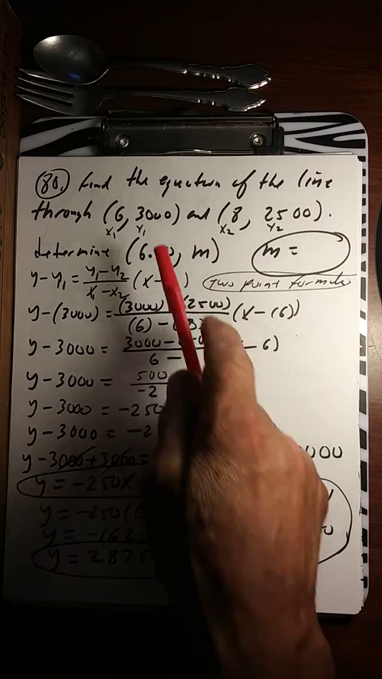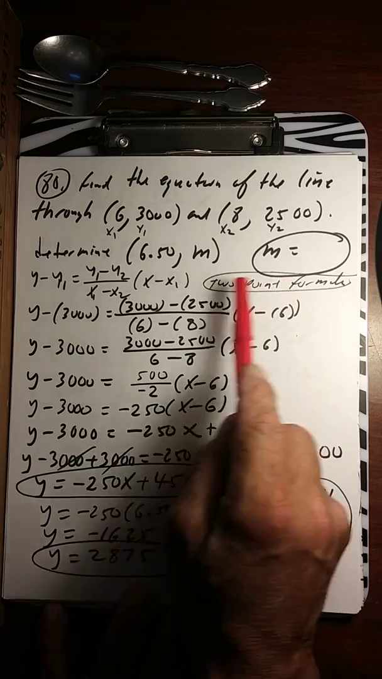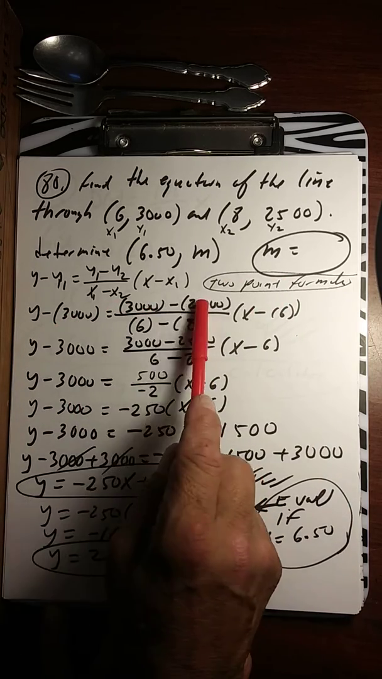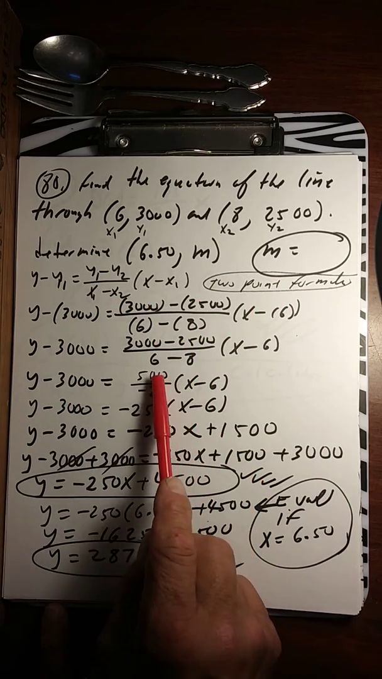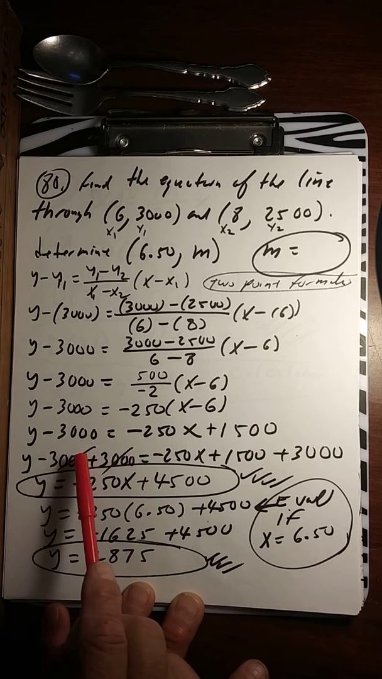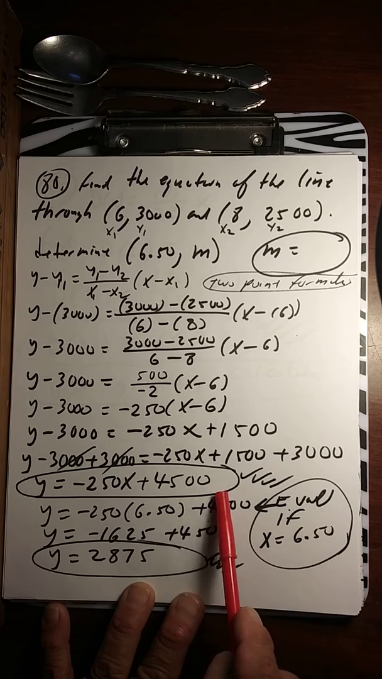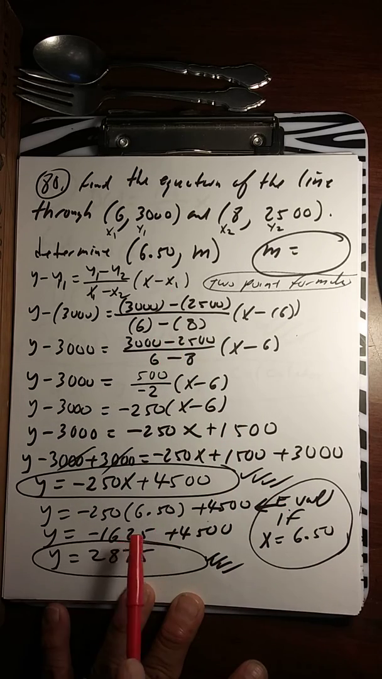Find the equation of the line through the 2 points, and then see what happens when you put 6.50 in there. Use the 2-point formula again, put the numbers in: this minus this, this minus this, negative 250 times that, 1500, add 3000 to both sides, these are gone, so y equals negative 250x plus 4500. So now what happens when you put 6.50 in there?